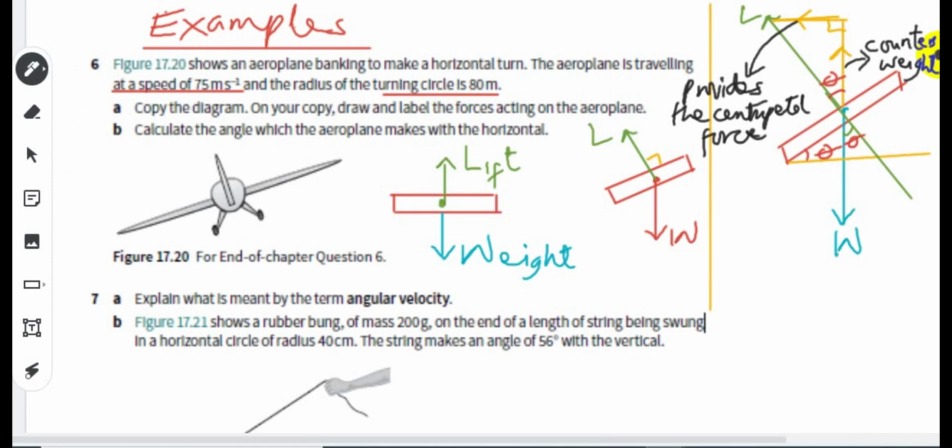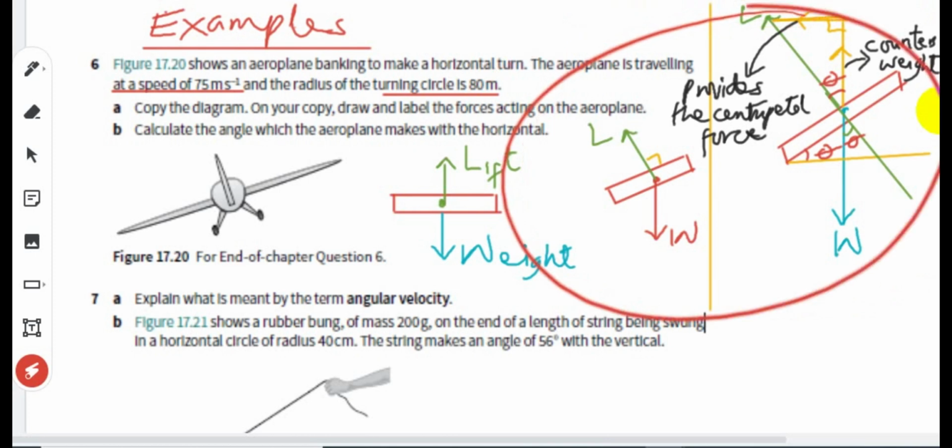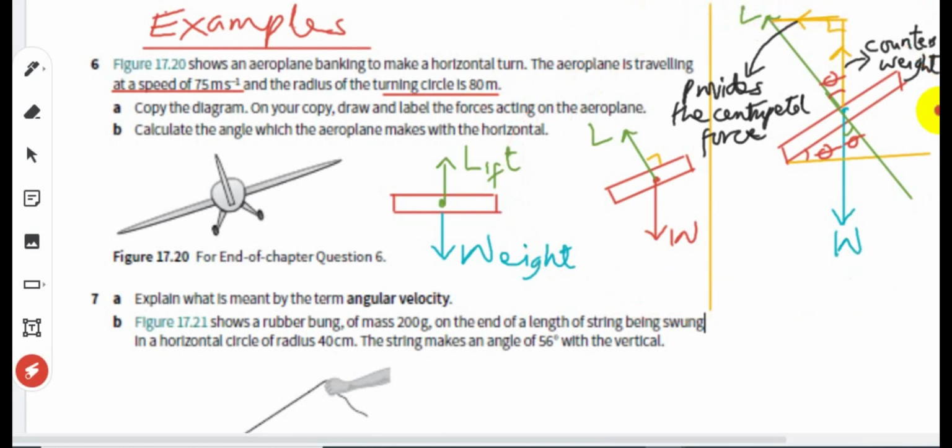Okay, so we have that. Remember, this one counters the weight. In other words, it has to be equal to the weight, so that the aeroplane will stay at its altitude while it is still in motion. Now, this other component must provide that required centripetal force, which will keep the aeroplane in a circular path, because the aeroplane needs to move in a circular path.